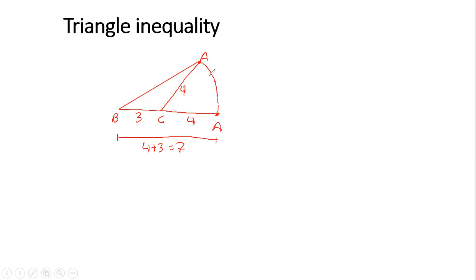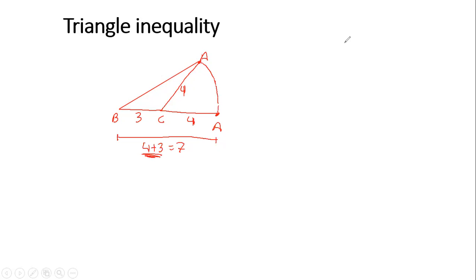But the point is, when I bring this point A down, is it a triangle anymore? No, it's not a triangle. It has actually become a straight line. For a figure to be a triangle, this A should be slightly up. And if this A is up, this AB will definitely be less than 7. And what is this 7? The sum of the other two sides.